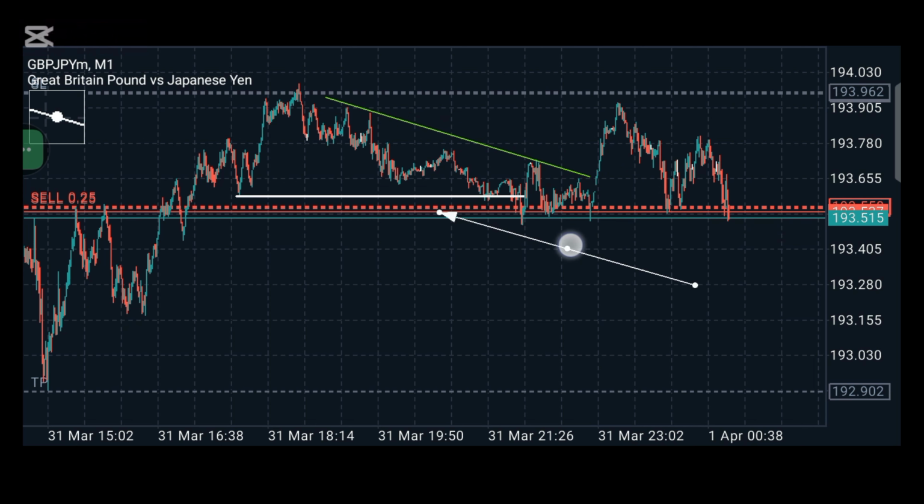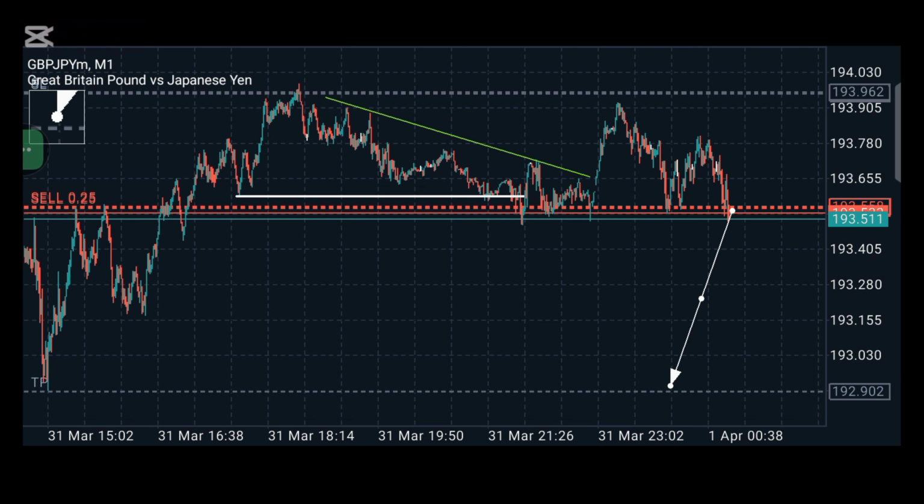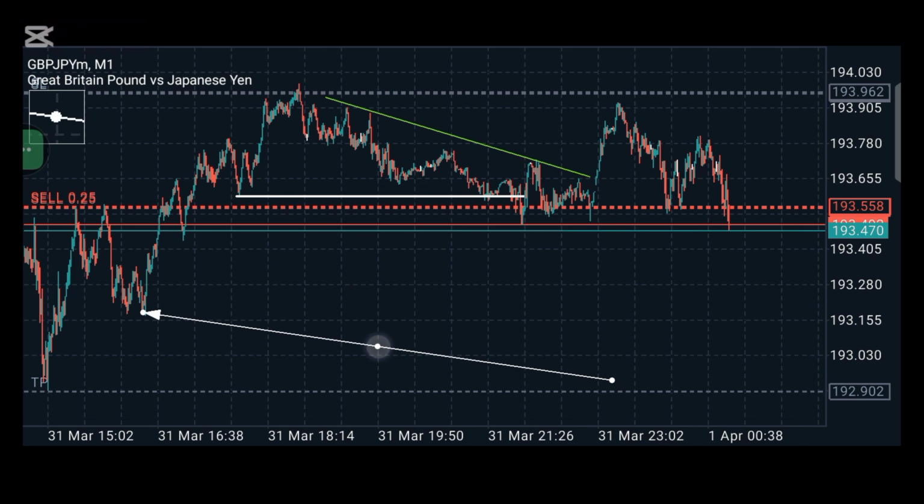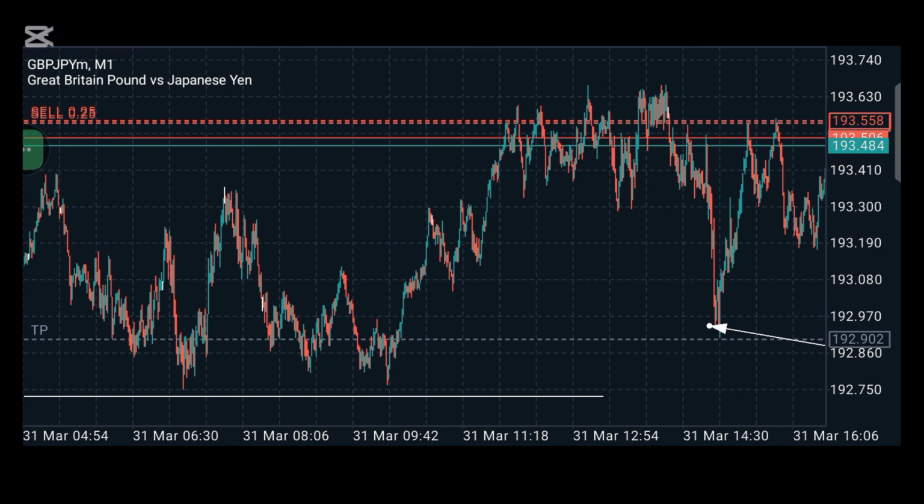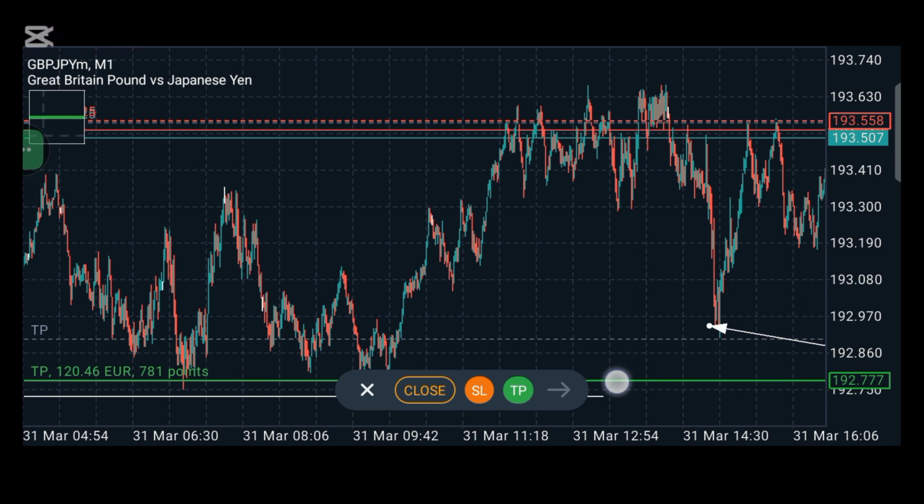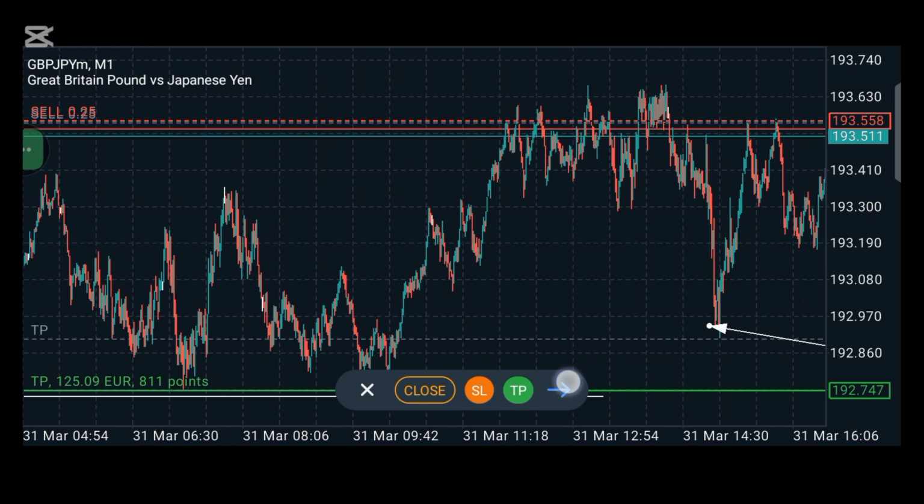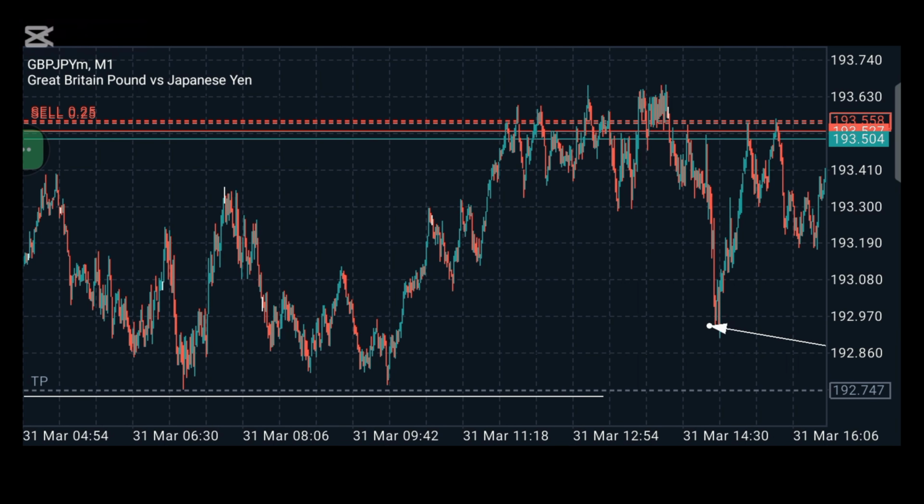What do you want to see? You want to see price continue dropping down to your first level of liquidity, which is this old low. Second one is this other one here, this other low. Then your third level of liquidity is where I have these other relative equal lows. So that would be like the overall take profit on this market.